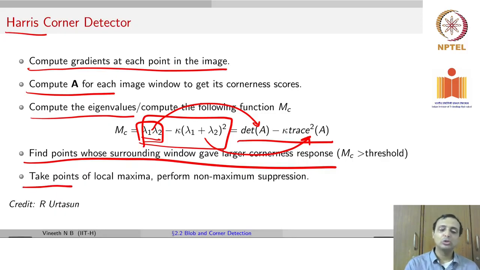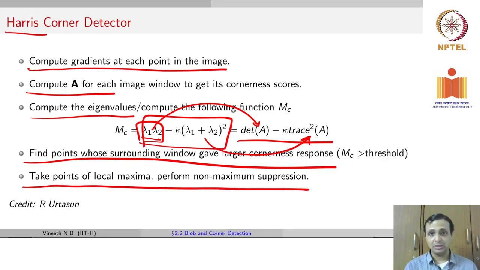You can finally also perform non-maximum suppression, where if you find that there are many corners in a very small local neighborhood, you pick the one with the highest cornerness measure. That's your non-maximum suppression that we also talked about in the Canny edge detector. So this non-maximum suppression will keep coming back to us at various stages in this course, in various use cases.